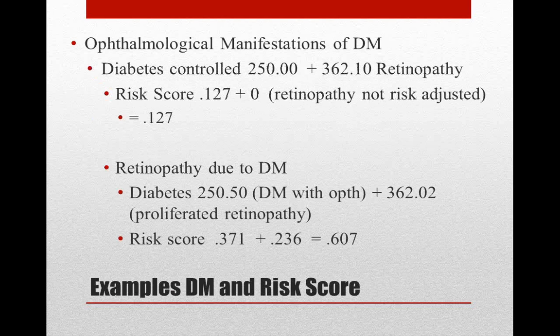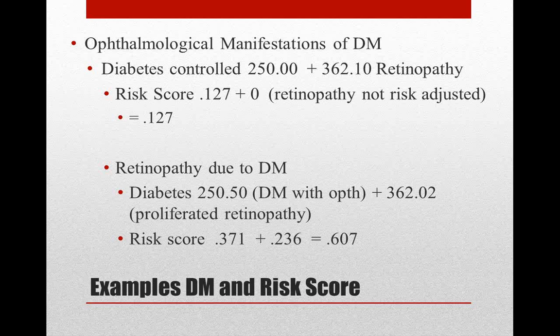So how does this translate into our risk scores? Well, let's take a look at some examples here. For diabetes controlled with retinopathy, if you code 250.00 and 362.10, you're going to get a risk score of 0.127 because retinopathy gets no risk score, and the controlled diabetes gets a very low risk score.